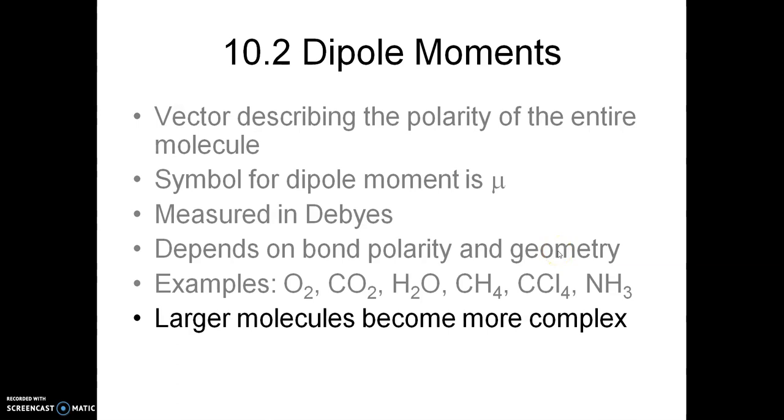If the bonds are all symmetrically arranged, even if they're polar, they can cancel out and give you a nonpolar molecule, which we'll look at in a couple of our examples here. If you have nonpolar bonds, obviously the molecule is nonpolar because there's nothing polar there. But also, if you have polar bonds and they're asymmetrically arranged, then you can have a polar molecule. So that's really what you need to have a dipole moment.